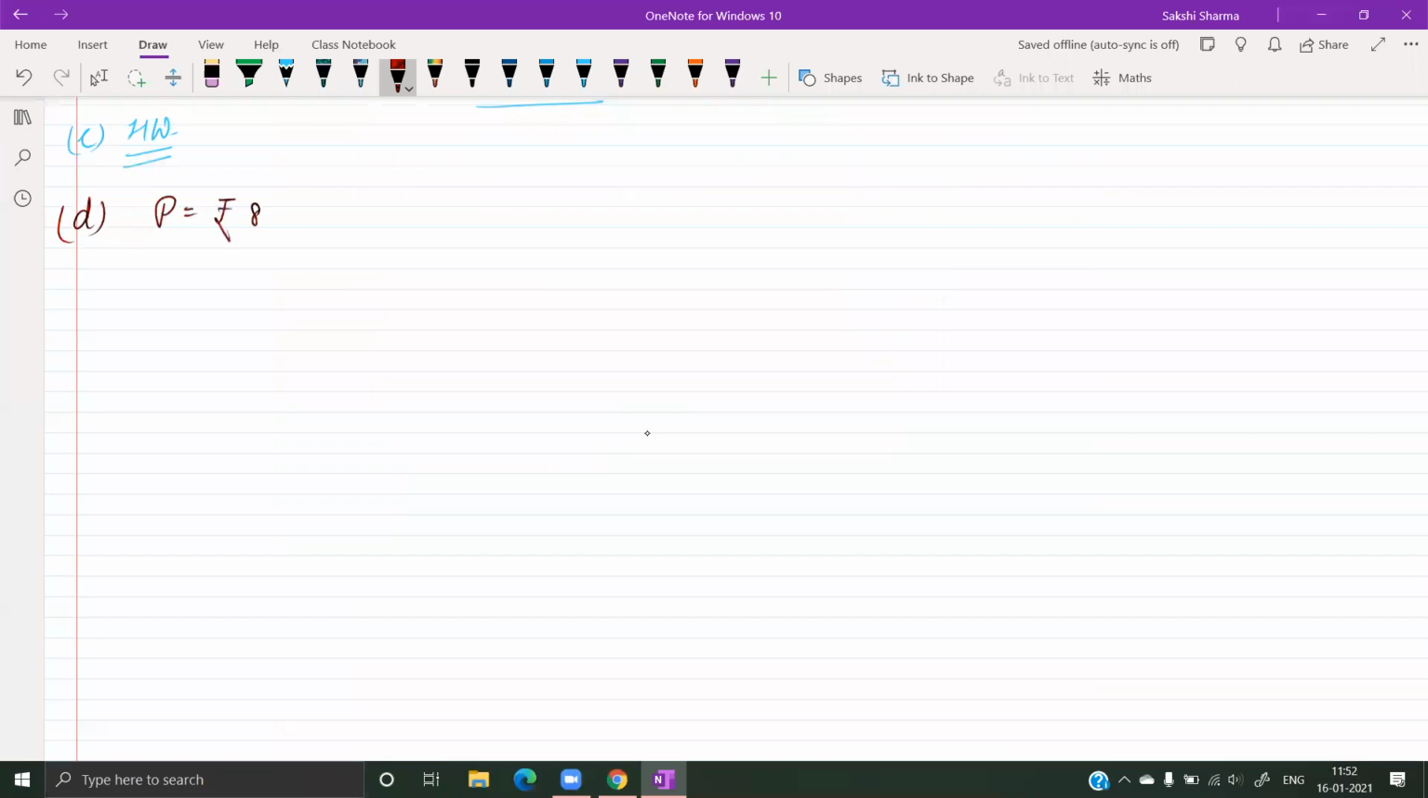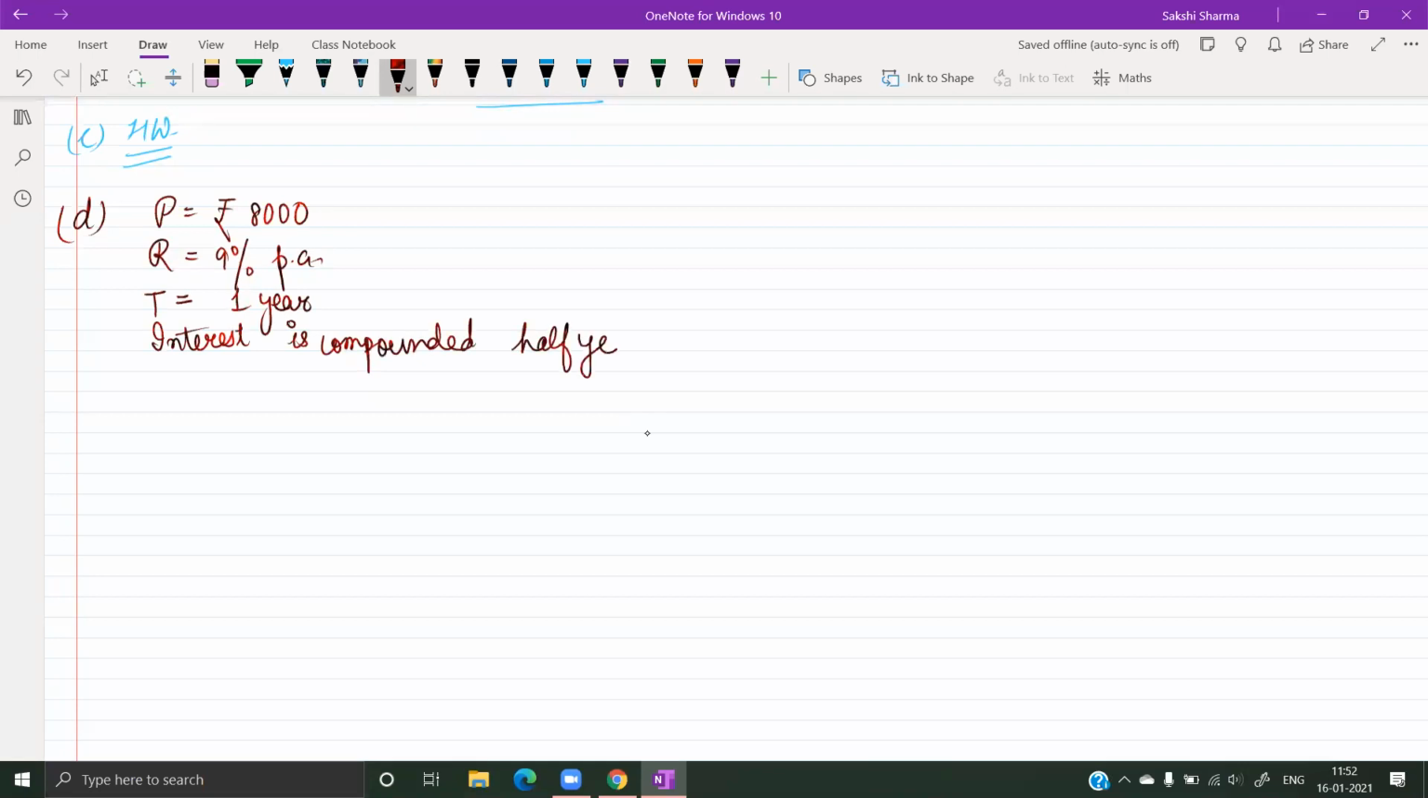Principal, it's 8,000 rupees. Rate of interest, it's 9% per annum. Time period is 1 year. Interest is compounded half yearly. This is type 3. Find out the amount. Step number 1.